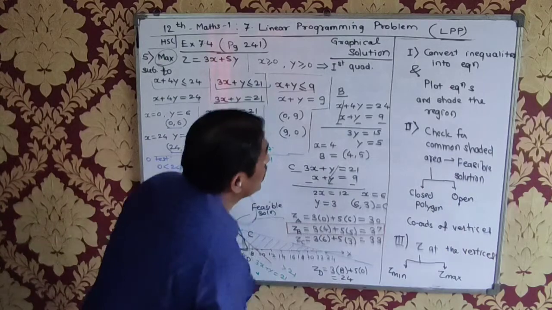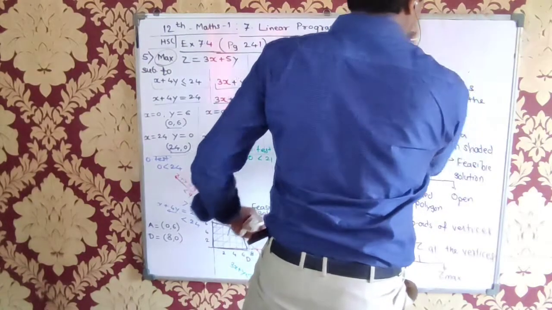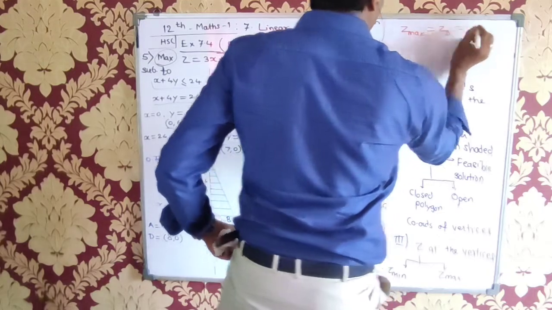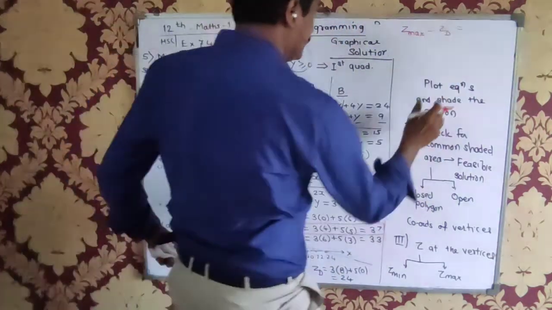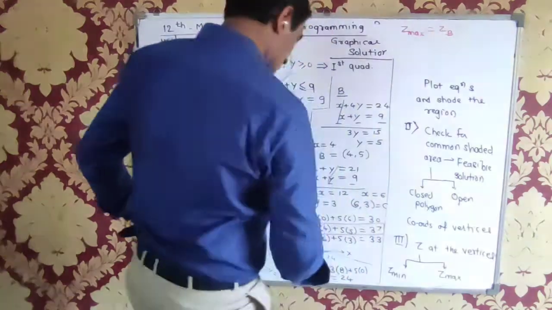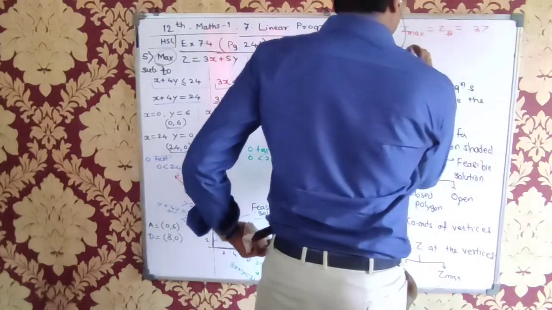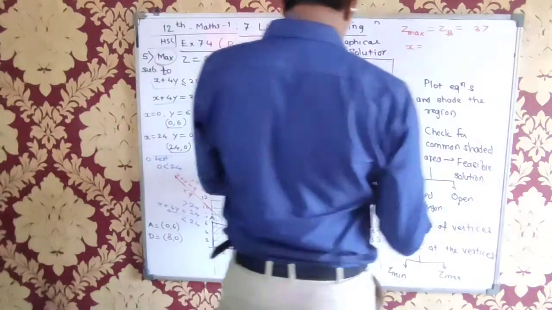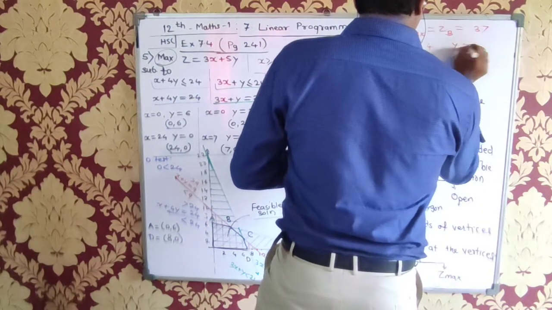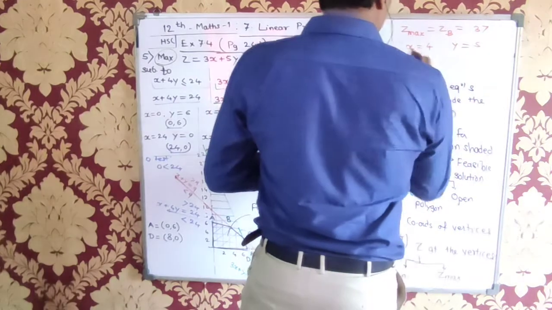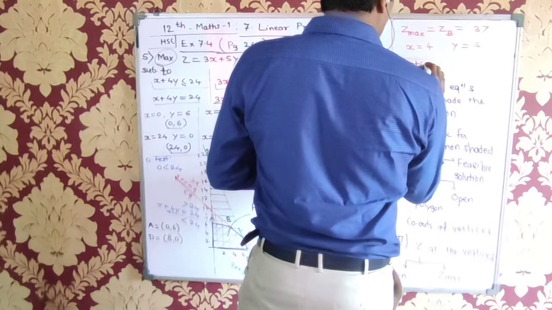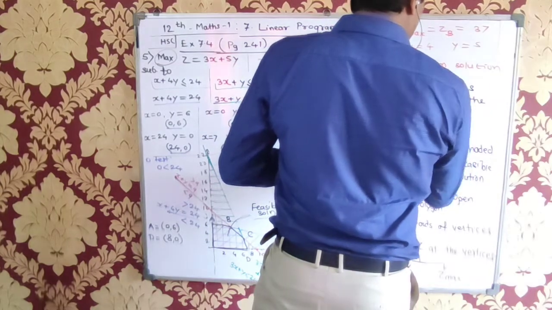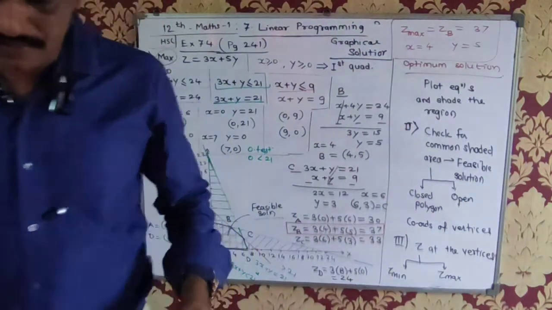Final answer हम क्या लिखेंगे यहाँ पे देखते हैं. The final answer is written as Z max is Z at B, and it is equal to 37 with x का value as 4 and y का value as 5. Well, this is our final answer. We call this as optimum solution. हम इसे कहते हैं optimum solution. Please check whether this is clear to you all.